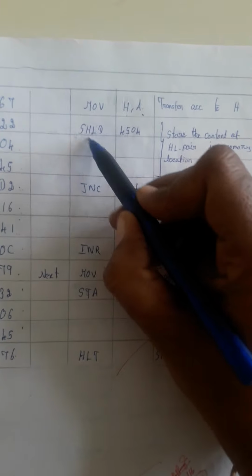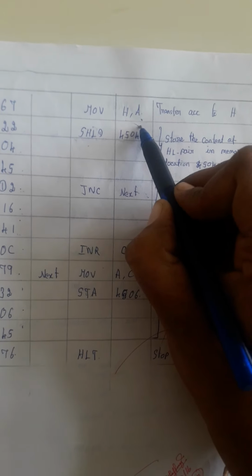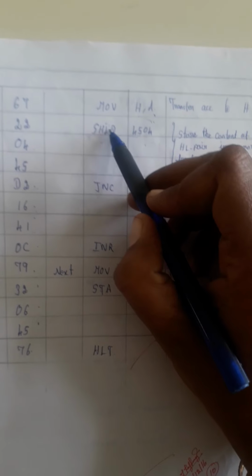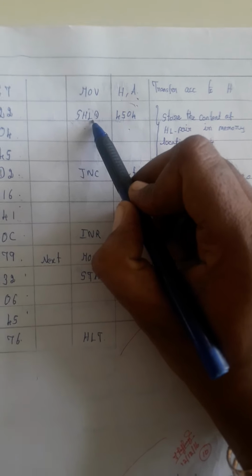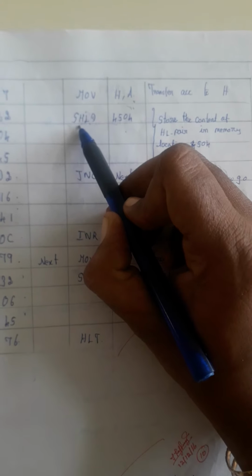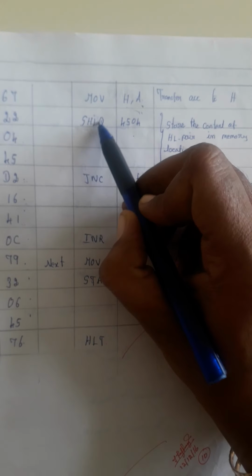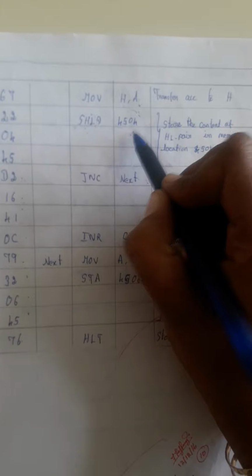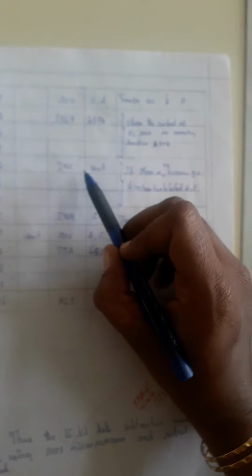Then the result available in HL will be moved to 4504 and 4505. The lower order subtracted result is available in the L register and the higher order subtracted result is available in the H register. So the lower order subtracted result is moved to 4504 and the higher order subtracted result will be moved to 4505. Now we are checking for carry.